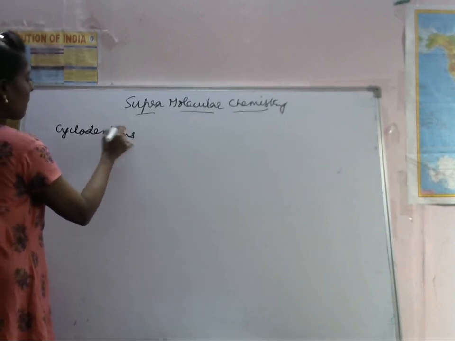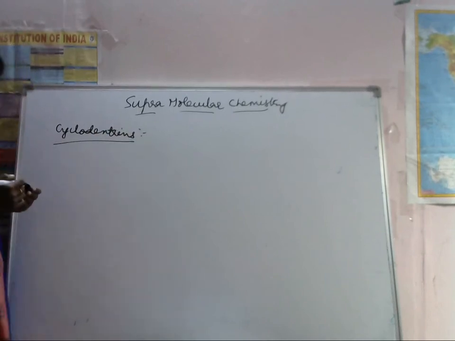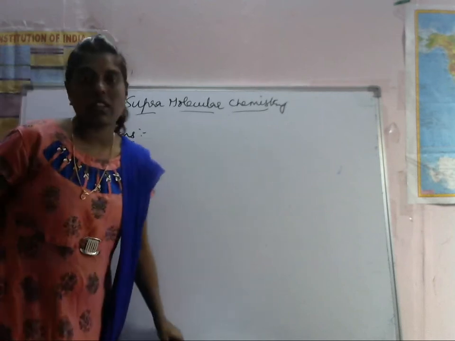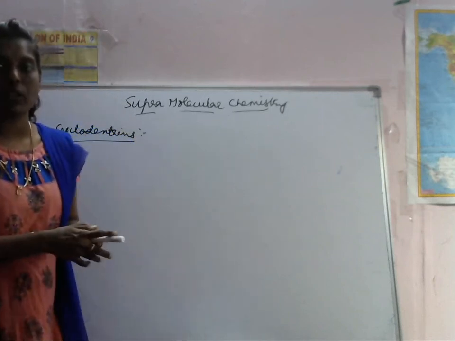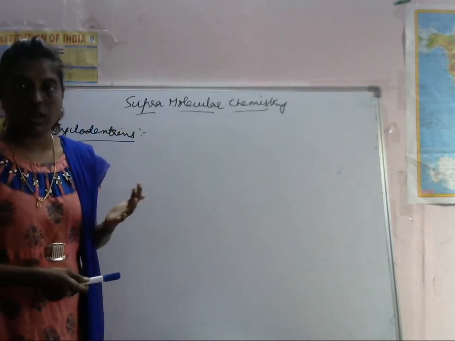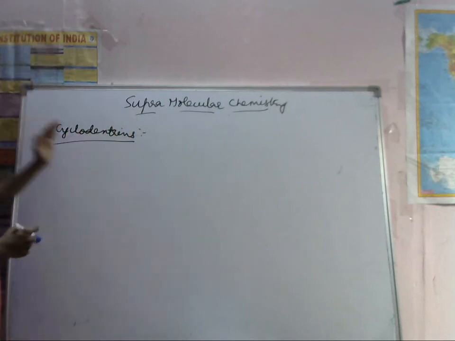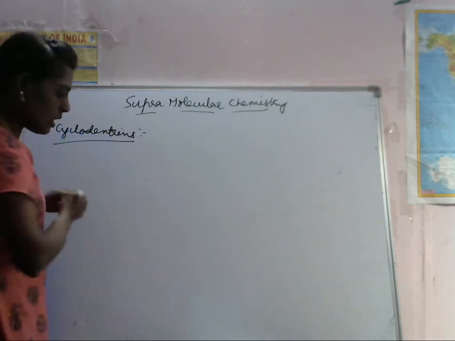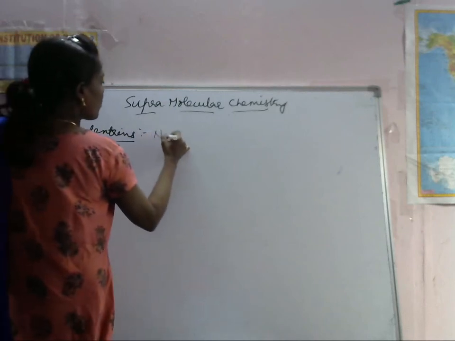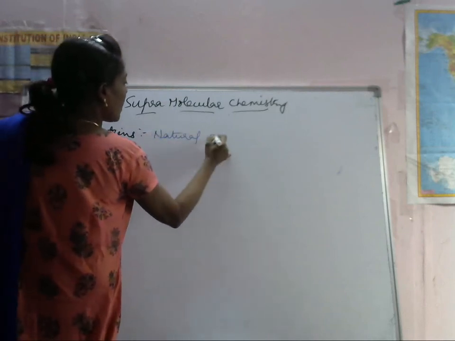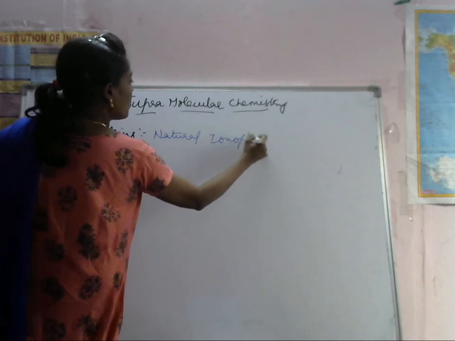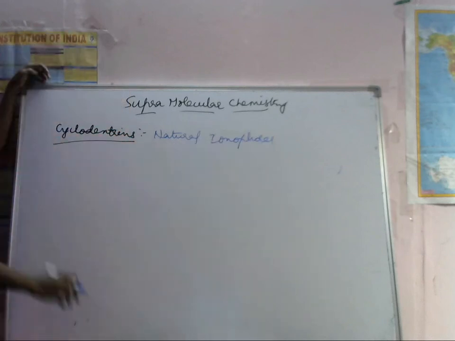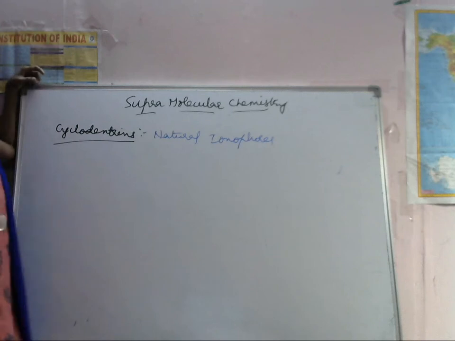Cyclodextrins. Here, these are called natural ionophores. Actually, we have seen ionophores; those were synthetic ones. Now we are going to discuss cyclodextrins, which are called natural ionophores. So these are chiral cyclic oligosaccharides.